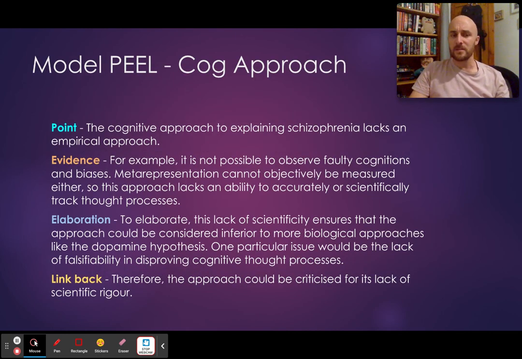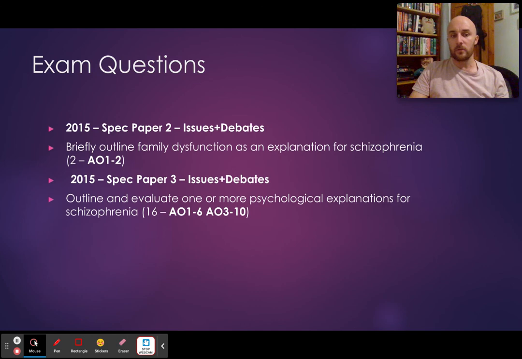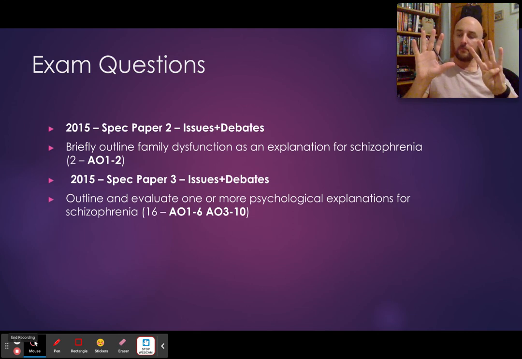And here's a model answer about the cognitive approach in general. It probably is a good idea to make sure you have got that. Questions just here. Outline. Look at this bottom one. Outline and evaluate one or more psychological explanations for schizophrenia. Big point. So A01 equals 6. You'd have to talk about eight separate things that we have covered.